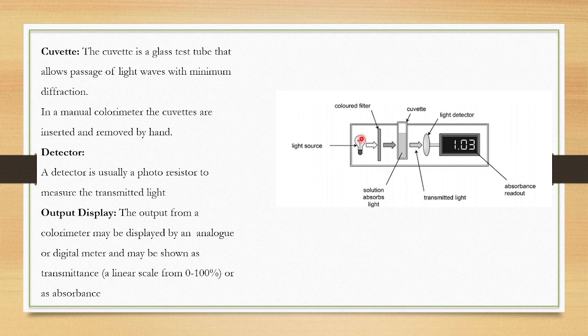So this is the light source. And the colored filter, you can change it. Then there is a cuvette in which the solution to be measured is inserted. This is the light, and this is the solution to be measured, and the light passes through this cuvette. The particles or the solute in the solution absorb this light, and a less intense light is transmitted through it, and we record it.